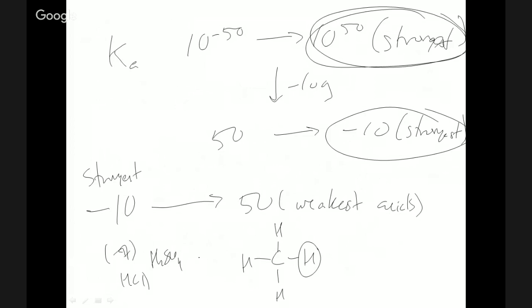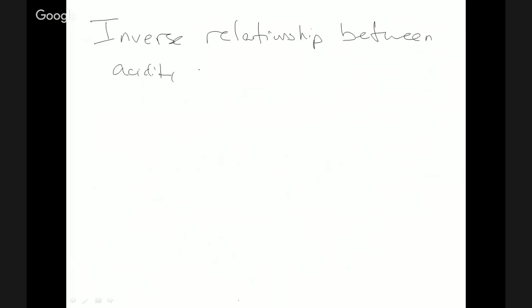We're not going to do a lot of math, but smaller pKa equals stronger acid. There is an inverse relationship. Now this concept is very, very important. I'm going to write this down. Inverse relationship between acidity and basicity.